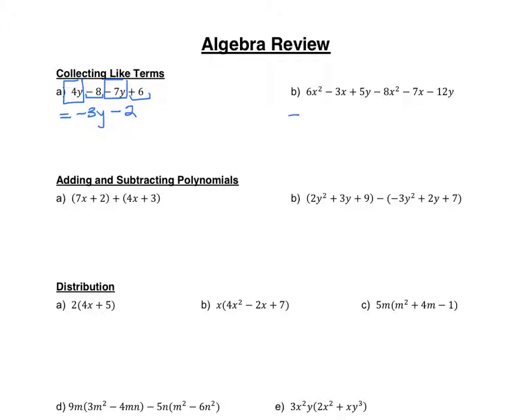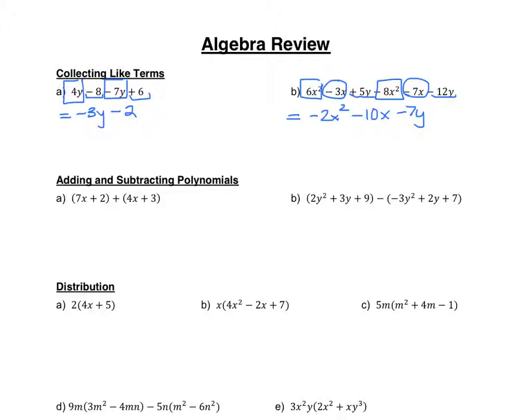Okay, and in the next one, again, like terms have the same variable with the same exponent, so I could group together 6x squared and negative 8x squared. That would give me negative 2x squared. Then I will put together my x terms. Negative 3x subtract 7x is negative 10x. And plus 5y minus 12y would be negative 7y.